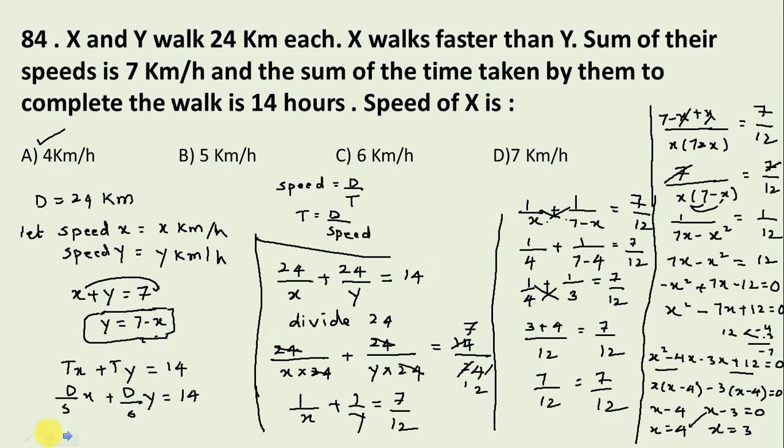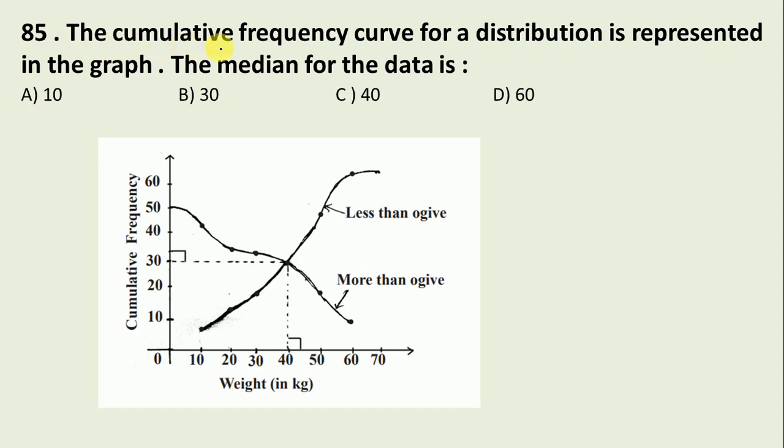Let's go to next question. 85. The cumulative frequency curve for a distribution is represented in the graph. The median for the data is. So here is more than ogive, here is less than ogive, here the intersection point. The intersection point's x coordinate is median and y coordinate is n by 2. So we have to find median. So the x coordinate of this point is 40. The right answer is 40.